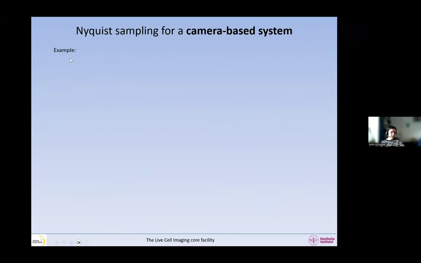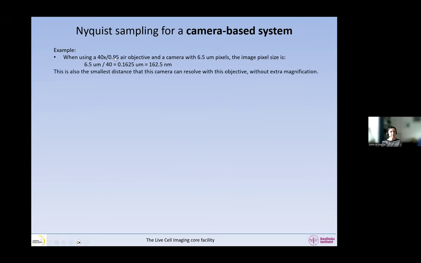So here is an example for a camera-based system. Let's say we're using a 40x NA 0.95 air objective, and our camera has pixels of 6.5 microns. This is the size of the sensor, it's quite big. So the image pixel size is simply 6.5 divided by 40, divided by the magnification, right? And this is what the image pixel size is. Here it's in microns, and it means about 163 in nanometers. So this would be the pixel size in the image with this camera and with this magnification.